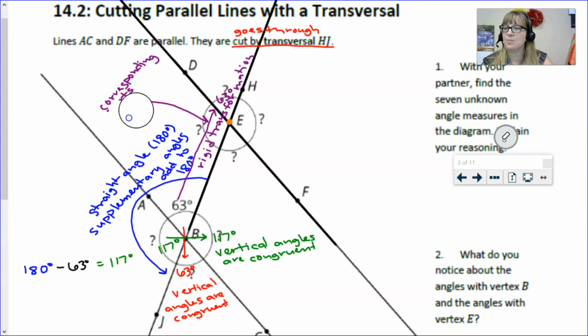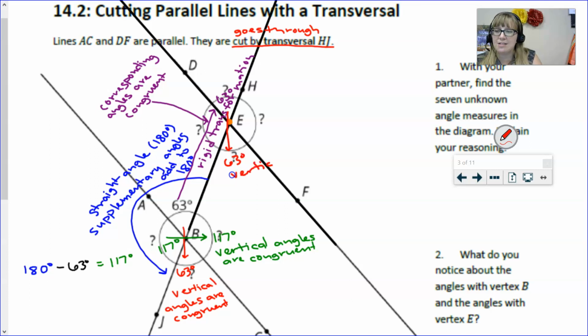Specifically, these corresponding angles are congruent. So these corresponding angles are congruent because we performed a rigid transformation to get there. So now I know that this is 63 degrees, and there are so many ways that we can show all of these other angles. If this is 63 degrees, then we know that this is also 63 degrees because vertical angles are congruent. Yes, we're writing it again.